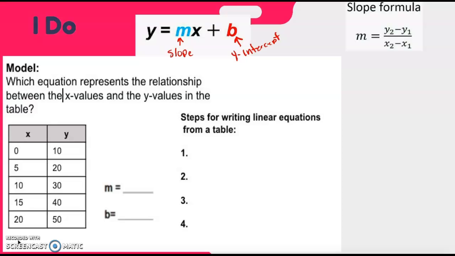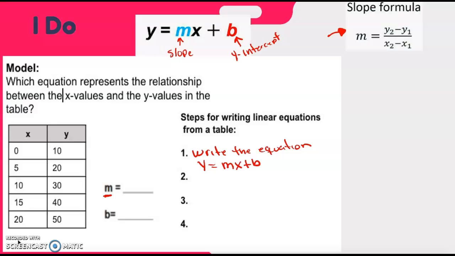Okay, here are the steps for writing a linear equation from a table. First step is write the equation. And my equation is y equals mx plus b. Step 2 is solve for m, or slope. And we're going to use this formula right up here to solve for m. We're going to take the difference in y and divide it by the difference in x.